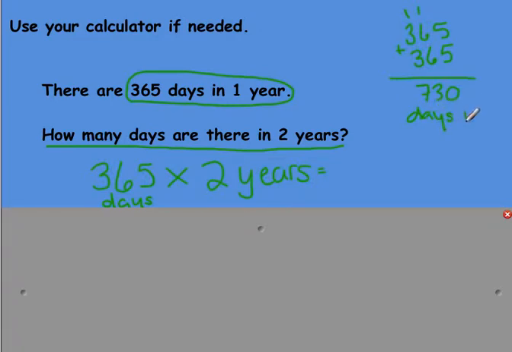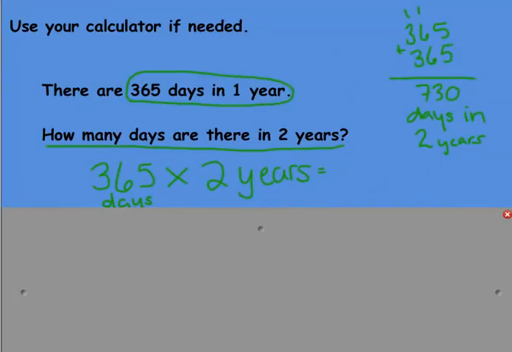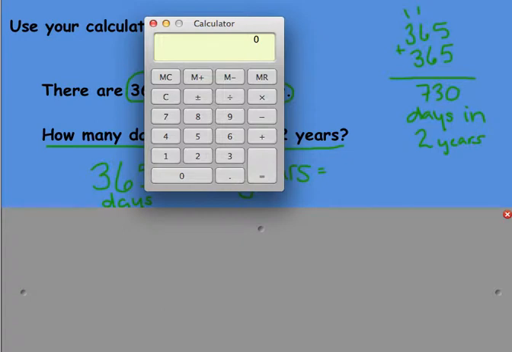Now ask yourself, does that make sense? If you have 365 days in 1 year, does that make sense that you're going to double that amount in 2 years? So you can ask yourself too if that question makes sense to you, okay? You also could have done multiplication, 365 times 2. You also could have used your calculator and punched in 365 times 2 and gotten 730.